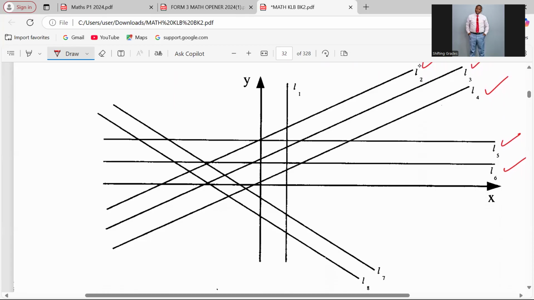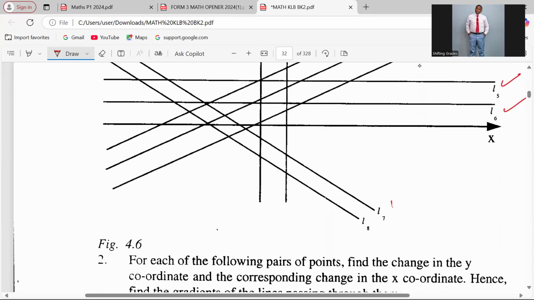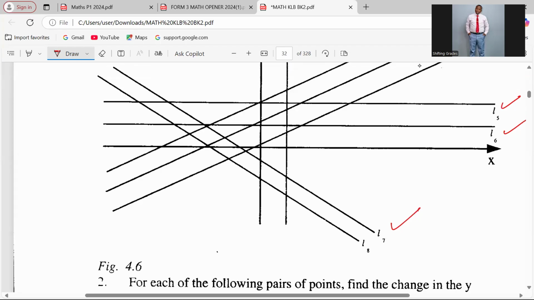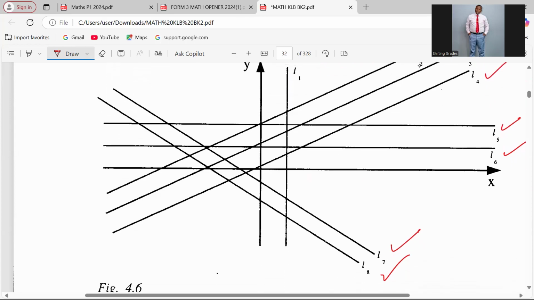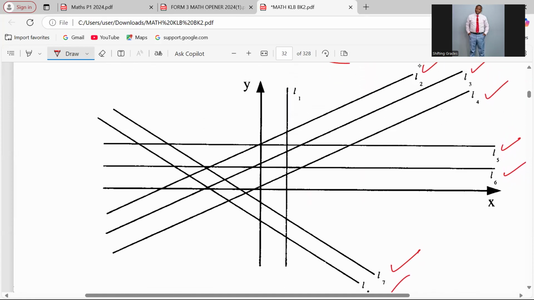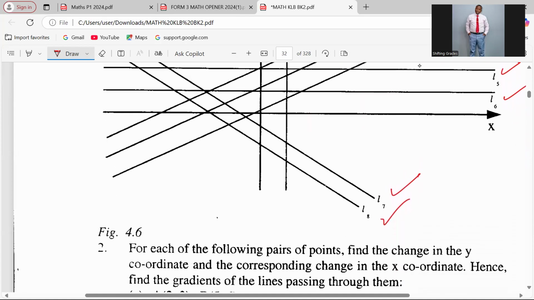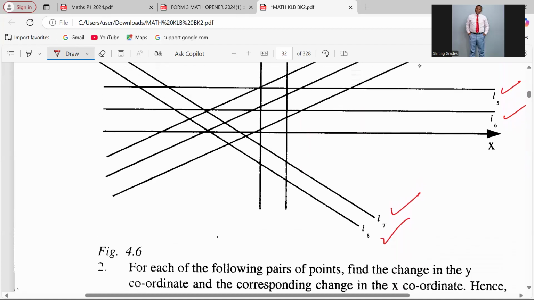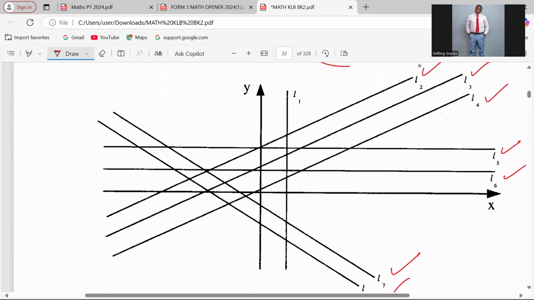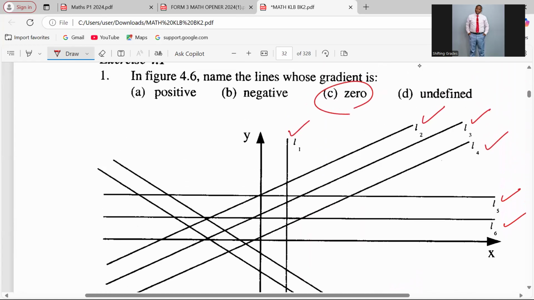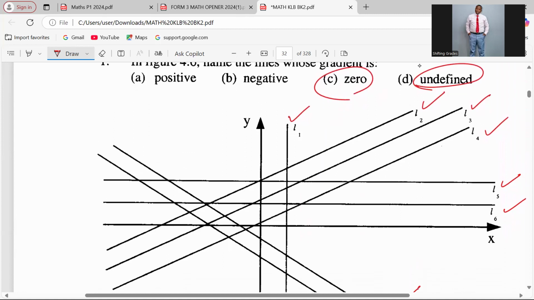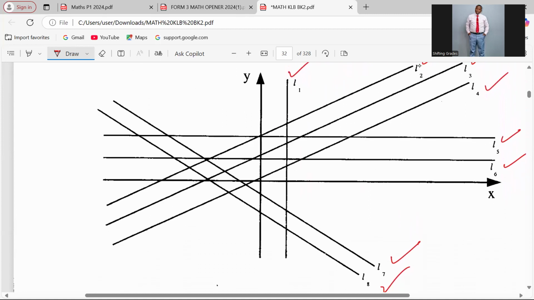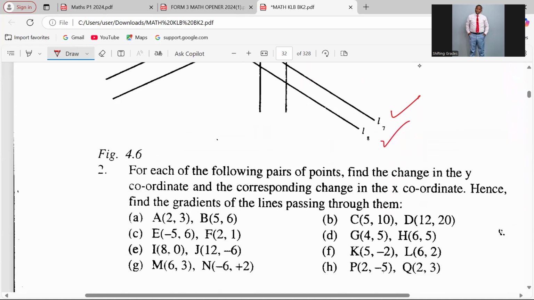Then the line sloping from top left to bottom right, is it L1, L8 or L7? This can be L7. Yeah, L7 and L8, they have a negative gradient. And finally, L1 will have a gradient which is undefined because it is a vertical line. So that is how we can generalize all gradients. I hope you get that point.